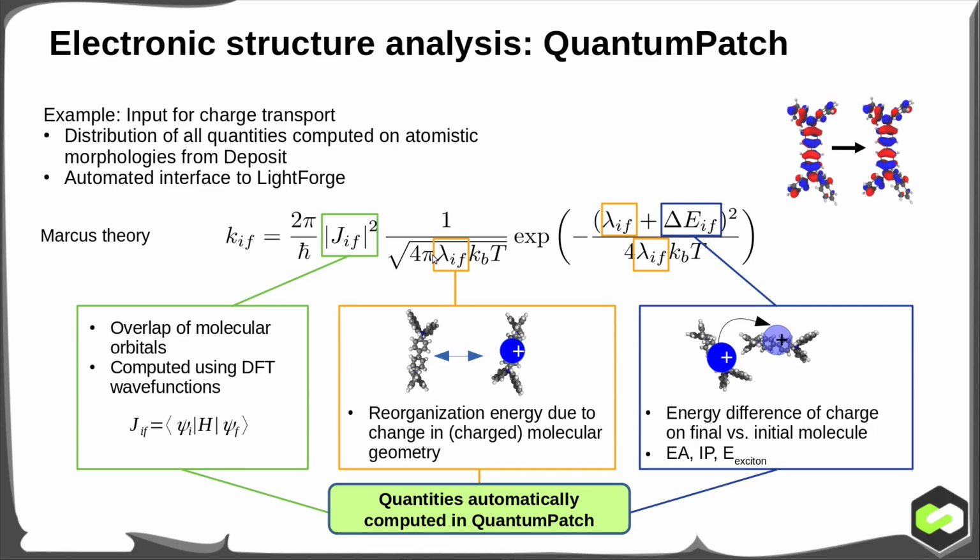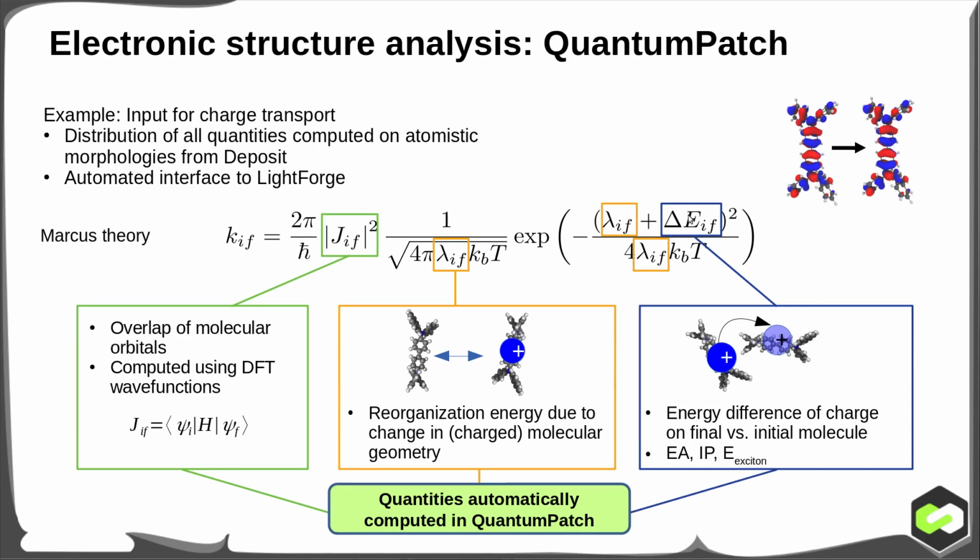So if you charge a molecule, you have a change in geometry, which is connected to a change in energy, and this also enters this rate equation. And the final ingredient in blue, and basically the most important one, is the energy difference of a charge sitting on the initial versus the final molecule. In order to properly describe charge transport in organic semiconductors, we need distributions of these quantities, especially for the electronic couplings and the energies.